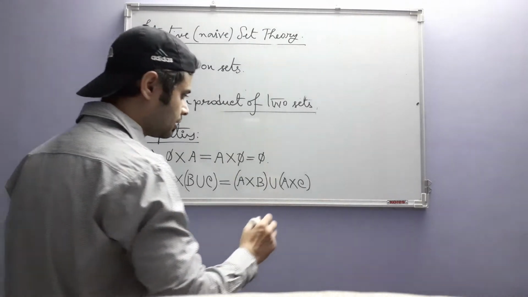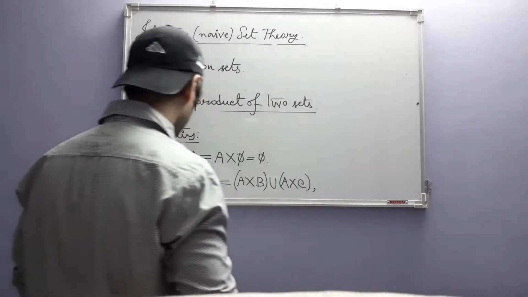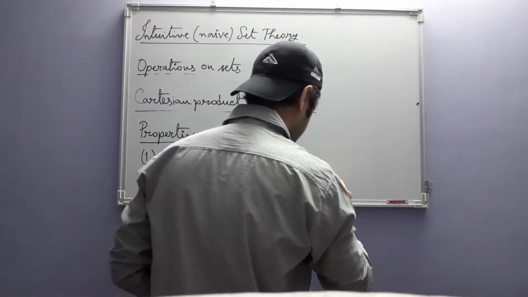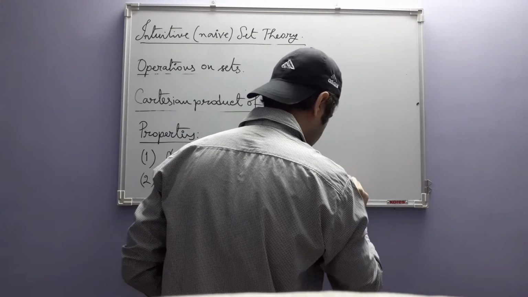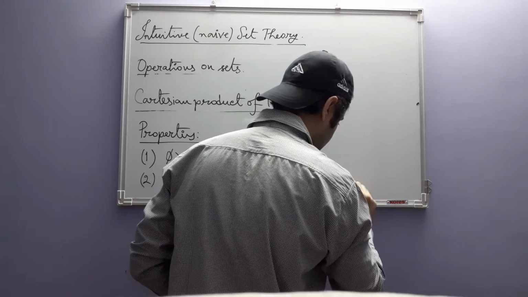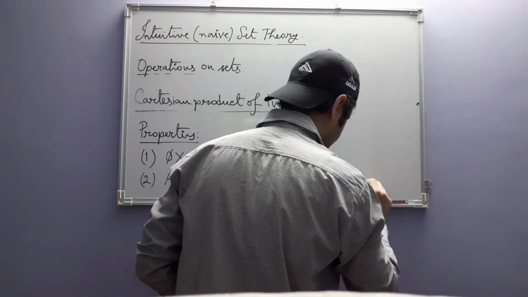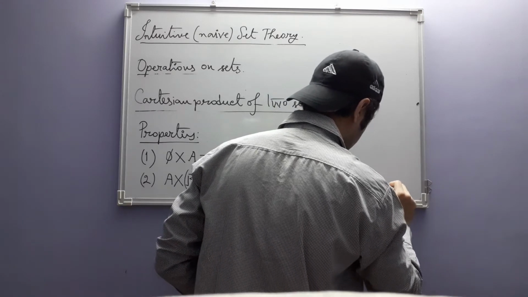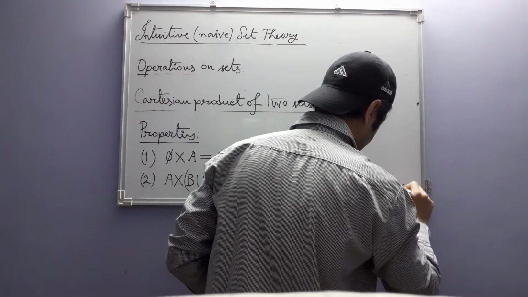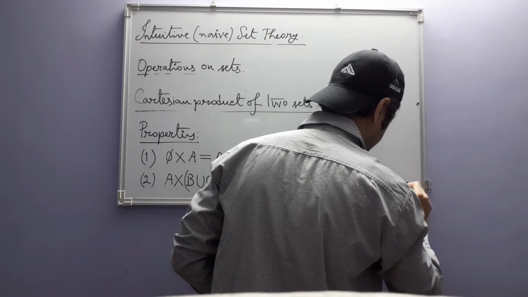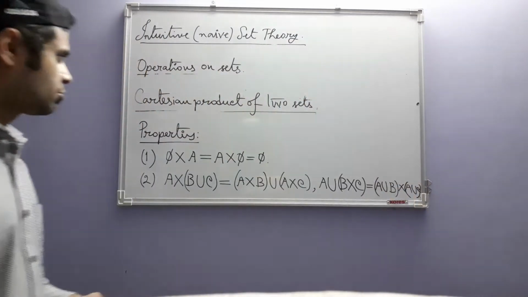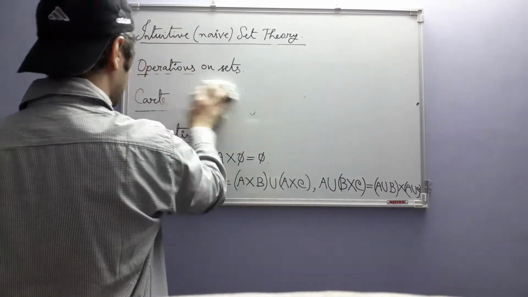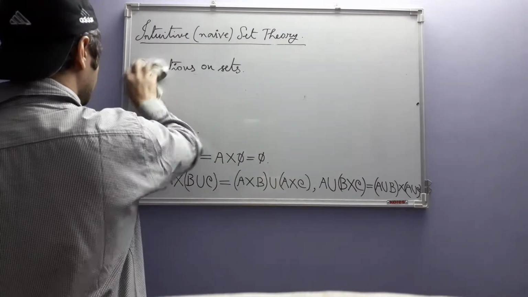A similar one is there where you interchange union and Cartesian product. It gives you A union B, sometimes we say B cross C, okay? So that is equal to A union B cross A union C. So to prove these properties, let us go through the proofs and see.